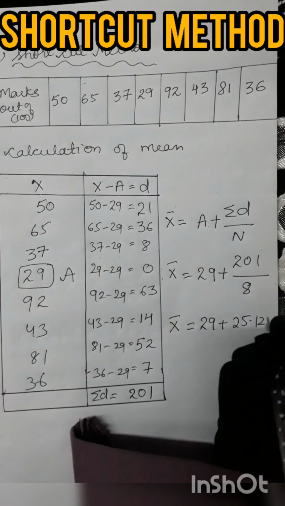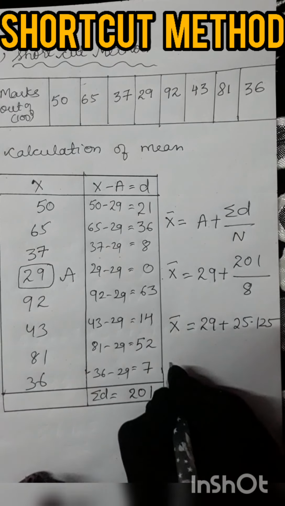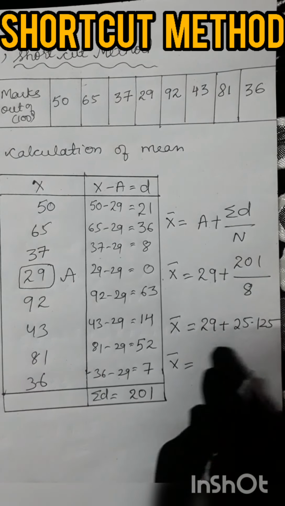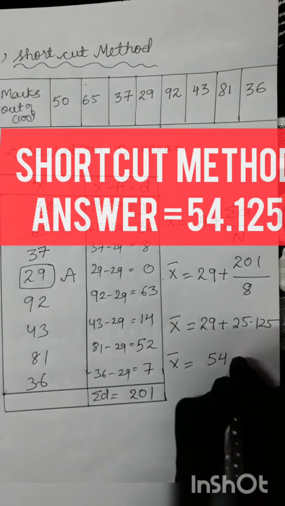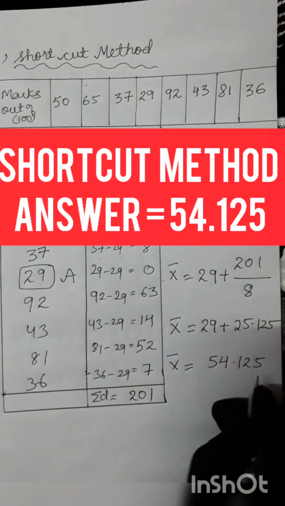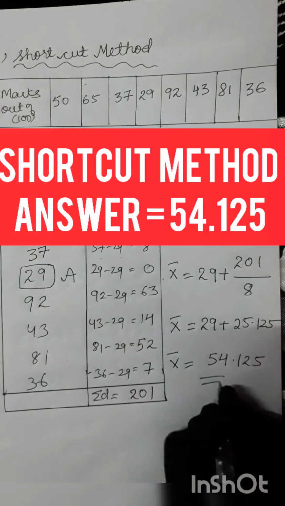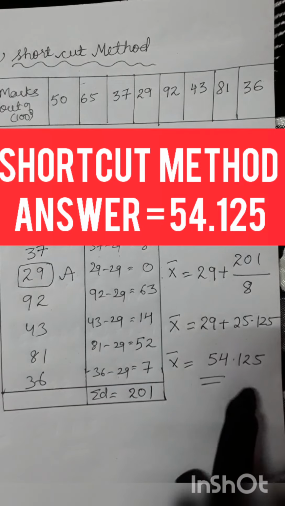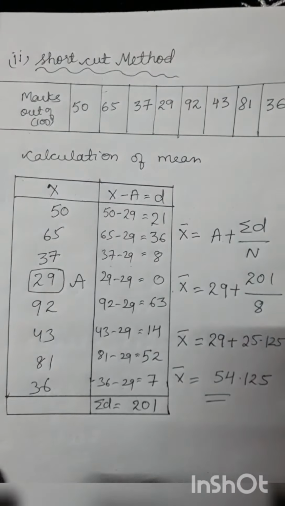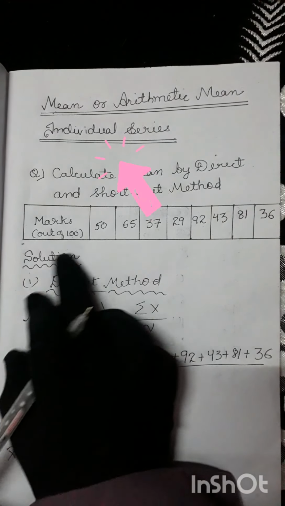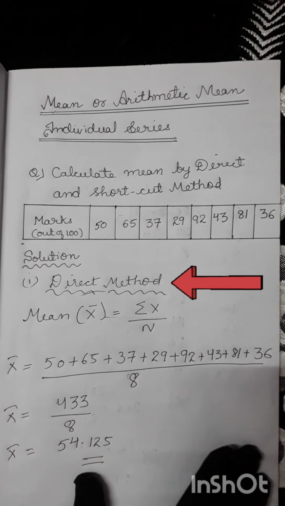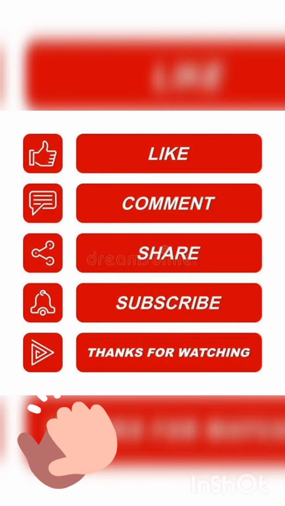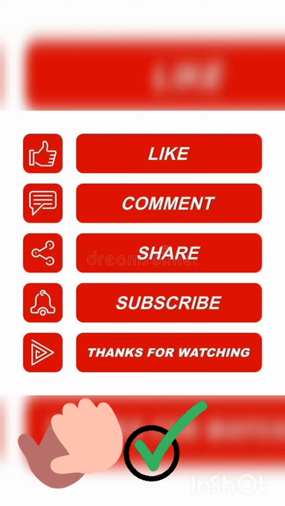It's 25.125. X bar mean is equals to, add these values. Mean is 54.125. Great! Hope you all have observed that the answer of both the methods are same. Shortcut method 54.125 and direct method same 54.125. For cross-checking, we can do two methods.